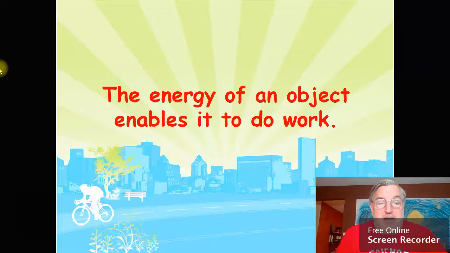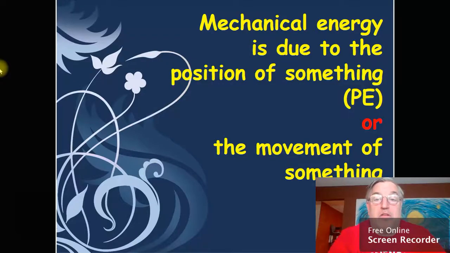The energy of an object enables it to do work. So something has to have energy available to it in order to get work done. Speaking of energies, mechanical energy has two parts. One part of it is the energy that is due to the position of something, and that's what we called potential energy, PE. And when we say position, most of the time we're talking about gravity.